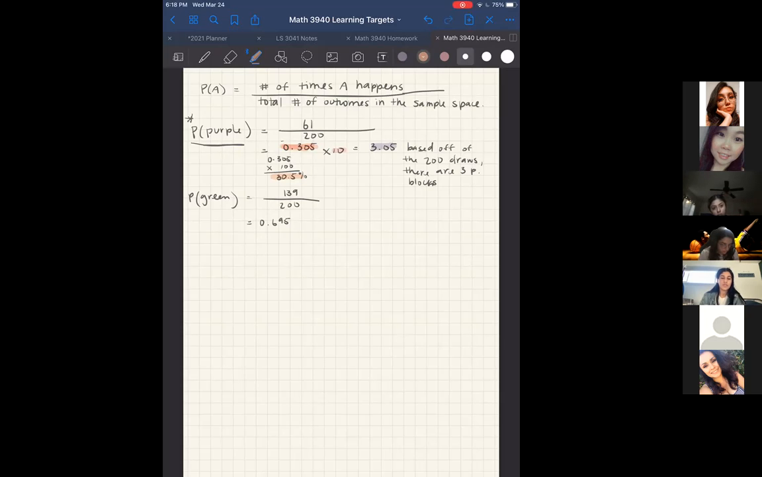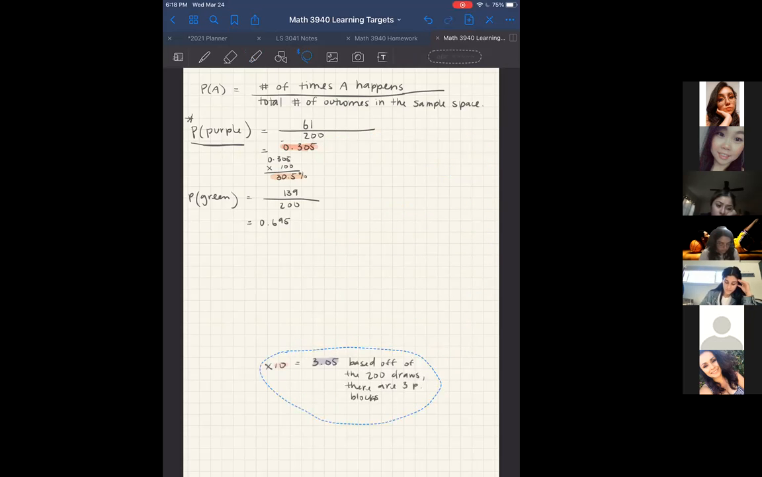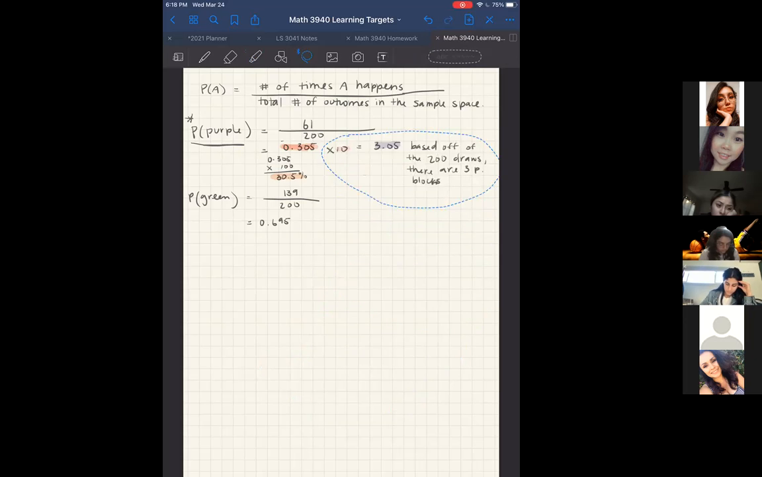Okay, that makes sense. So it's just an extra step because she asked that certain question. Yeah, exactly. But if you're just looking for the probability alone, you can ignore this completely. But since I know that she's going to ask how many blocks there are later, I just went ahead and solved for that.